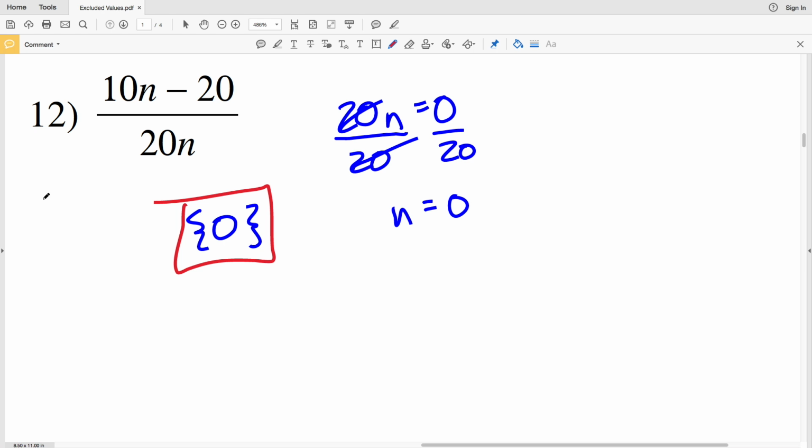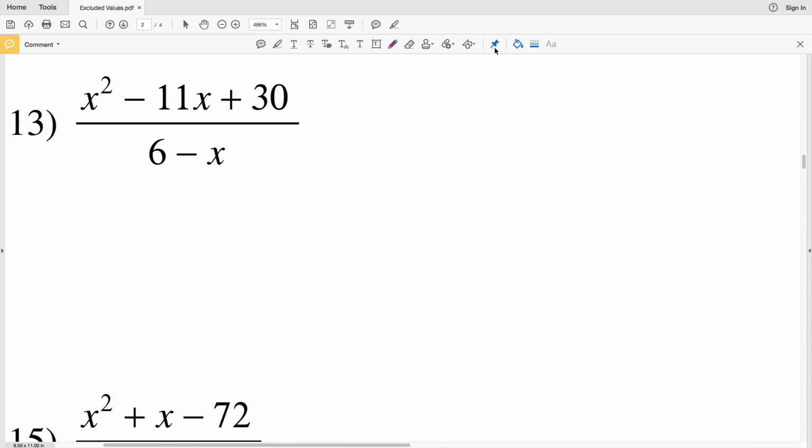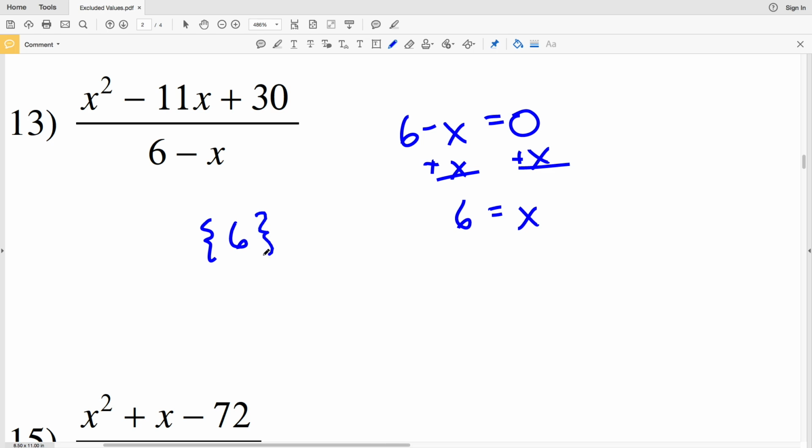Let's continue on to the second page. For number 13, our denominator is 6 minus x. So when 6 minus x equals 0, solving for x will give us our excluded value. So if we add x to both sides, we'll get that positive 6 is equal to a positive x. Therefore, 6 is our excluded value in number 13. And 6 minus 6 does indeed give us 0, and we cannot divide a quantity by 0.